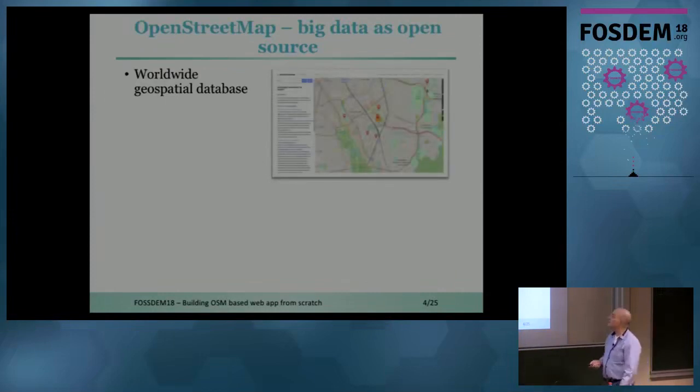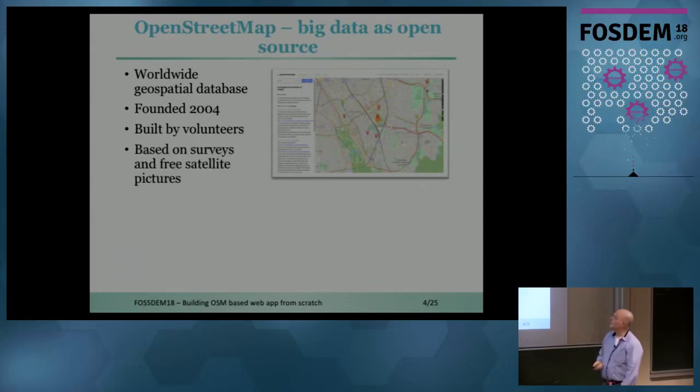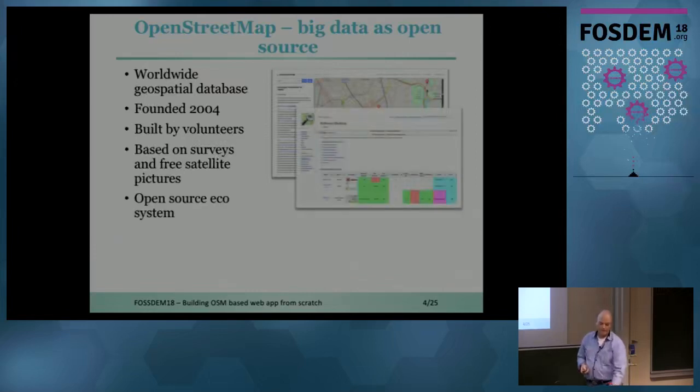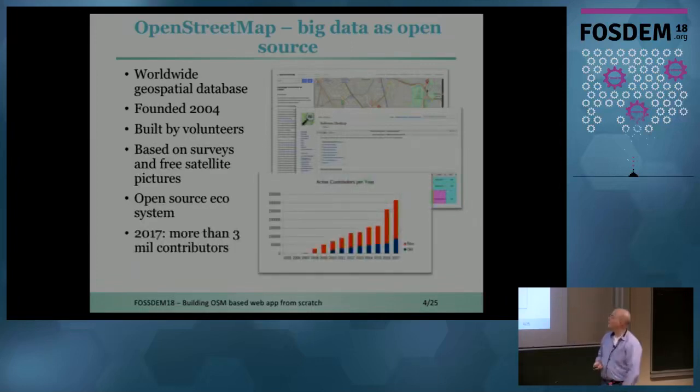OpenStreetMap is a worldwide database. It was founded about 2004 by Steve Coast in the UK. And it's completely built by volunteers all over the world. It's based on surveys and on free satellite pictures. Around OpenStreetMap you find a huge open source ecosystem of tools, programs, editors, all that stuff. I will come into detail a little later on. And there were more than 3 million contributors in 2017.